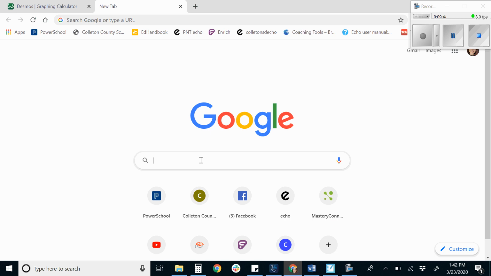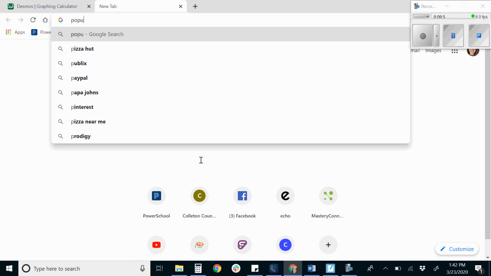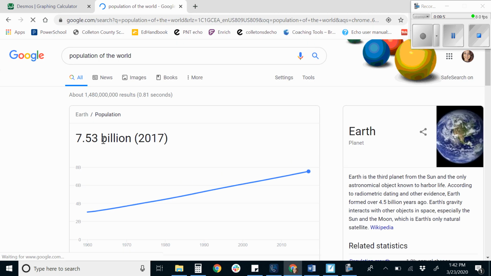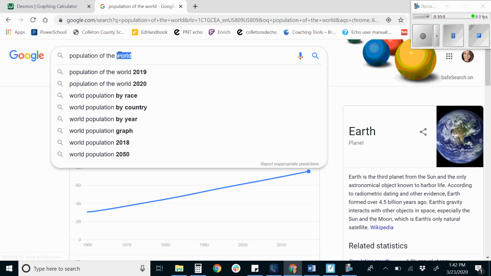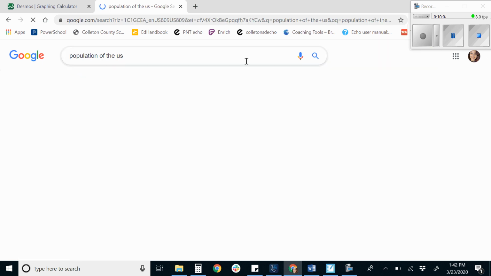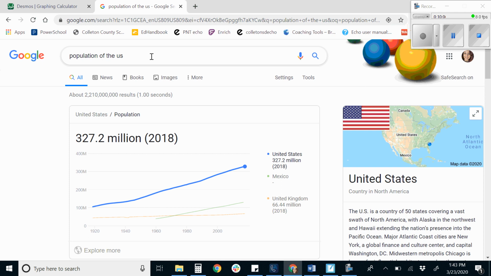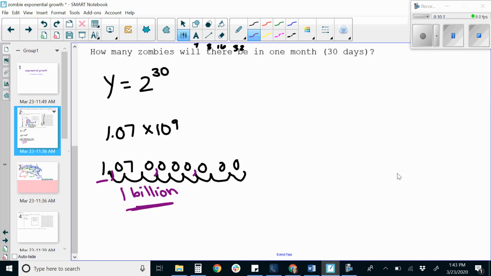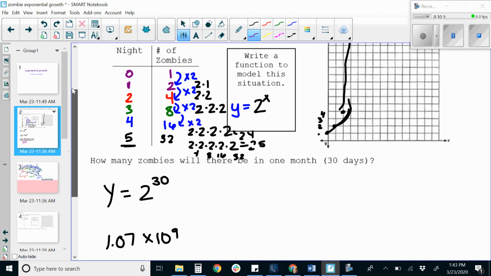How many people, population of the world? 7.5 billion. 1/7 of the world would be infected. So let's look at the population of the U.S. 327 million. More than the number of people in the United States would be infected if one person infected one person each day.